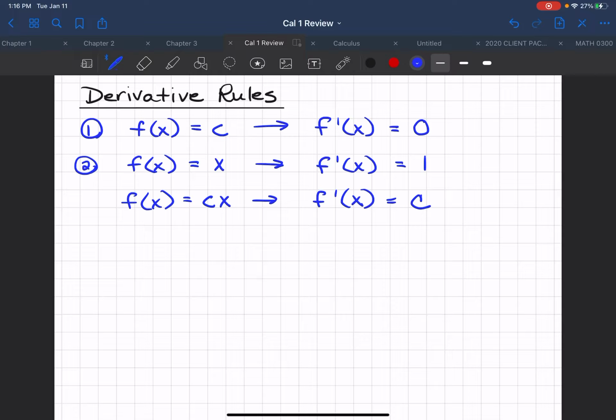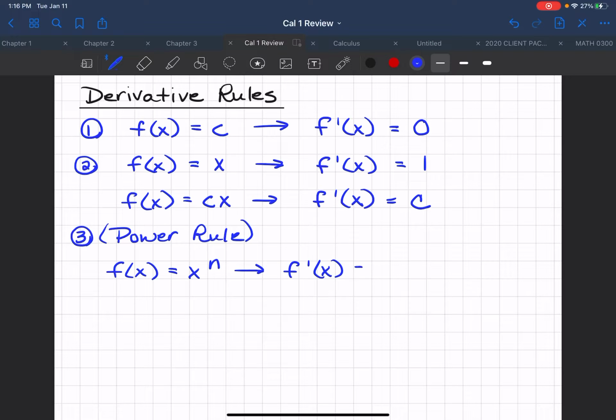Now, you can prove that by the power rule, but you should just know that by our simple derivative rules. Now let's look at the power rule. So if you have a function where x is raised to some power n, the power rule says that the derivative of that is n times x to the n minus 1. So you're going to subtract 1 from the exponent, and that's your new exponent.